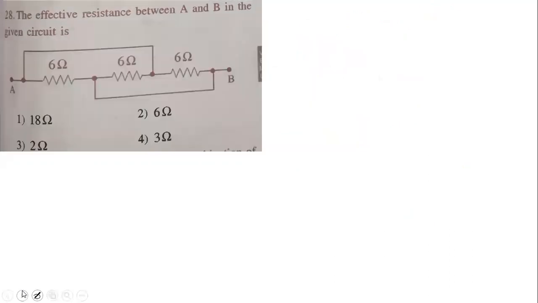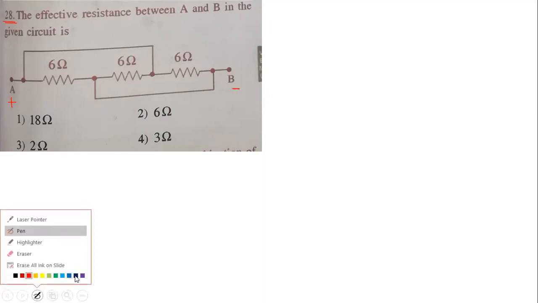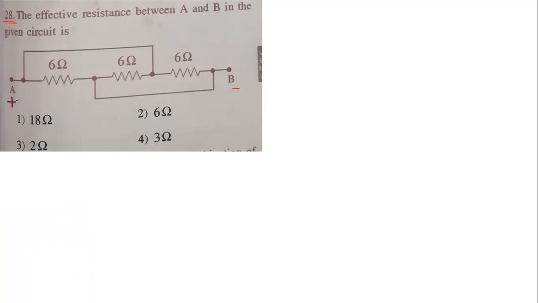Question number 28. If you look at question number 28, I'm going to take A as positive and B as negative. Okay, let me take a highlighting color. Yes, this is positive and this is negative. Look at this A point, it is connected to where and where. So this point and through this wire here, here, here, here. So it is connected here. This negative end is connected here through this wire. Here it is.